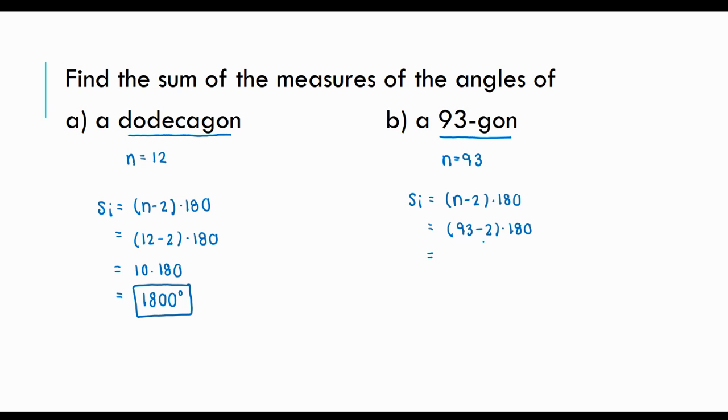So 93 minus 2 is going to give me 91. That has to get multiplied by 180. So 91 times 180 tells us that we have 16,380 degrees. So that's what all 93 angles would add up to in this particular polygon.